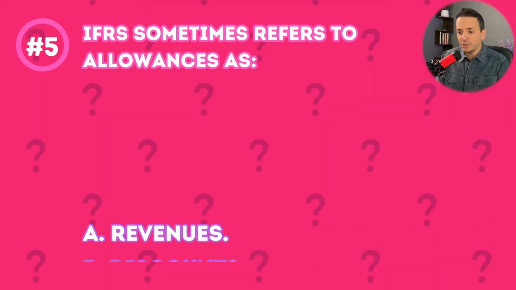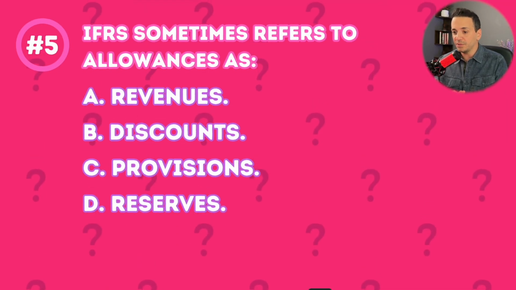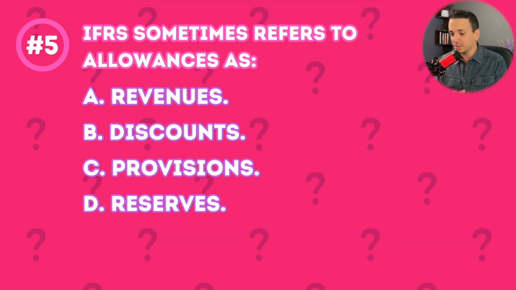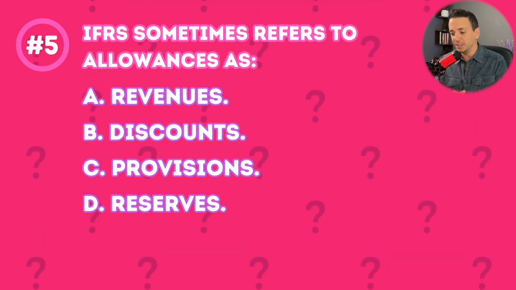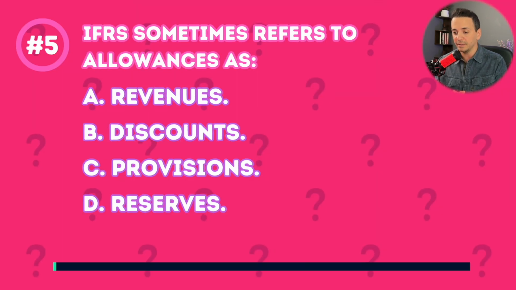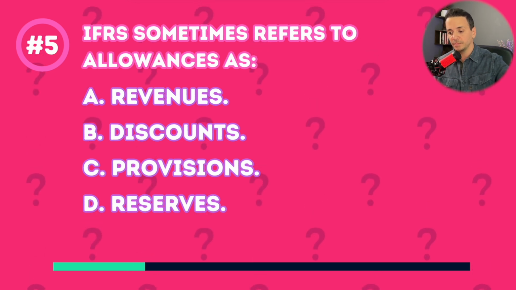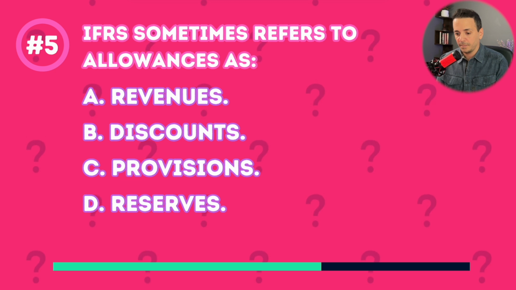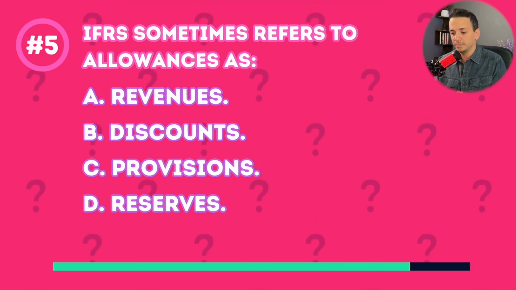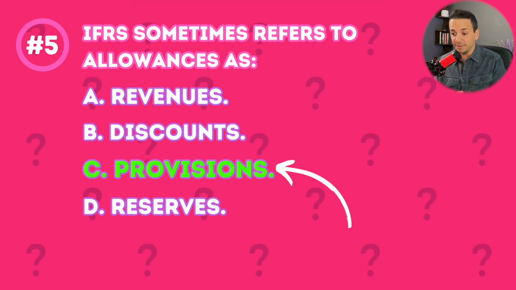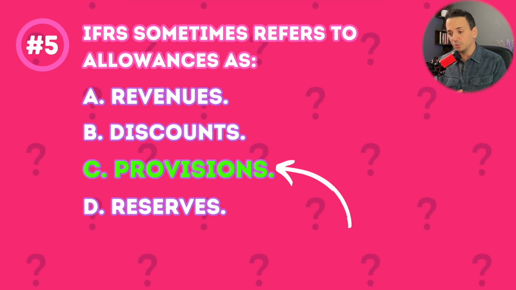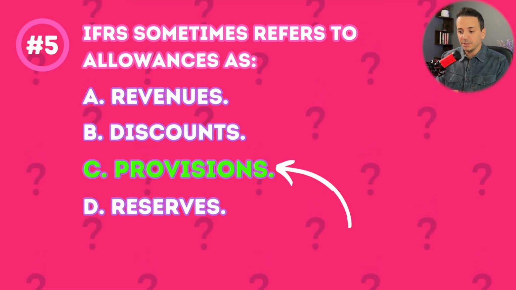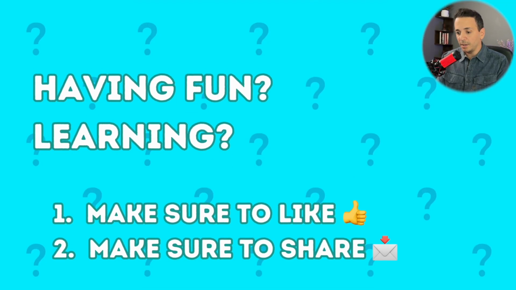Okay. For question number 5, IFRS sometimes refers to allowances as A, revenues, B, discounts, C, provisions, D, reserves. Let's begin a 10-second counter. And the right answer is provisions. IFRS usually refers to allowances as provisions, not as revenues, not as discounts or reserves.